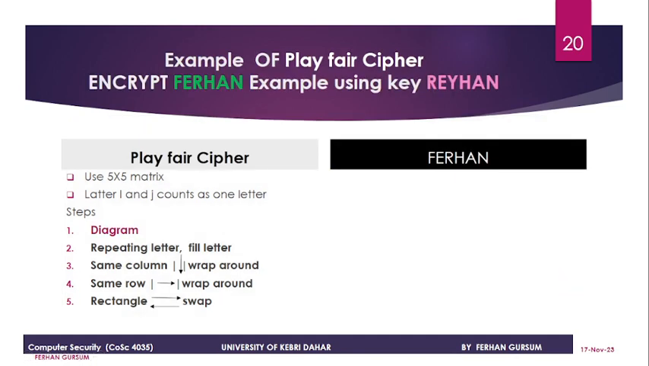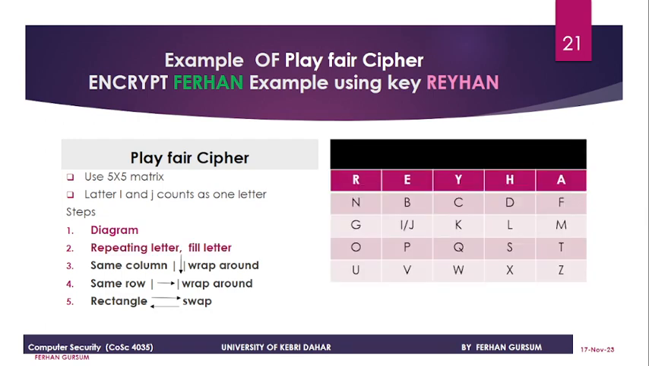So now we are going to separate Farhan. How do we do it? FA, RH, AN by step 2. There is no repeating letter, there is no filling letter. So now we are going to search for FA. F is here, it is available here. What about A? It is available here. So it is not found on the same row or on the same column.